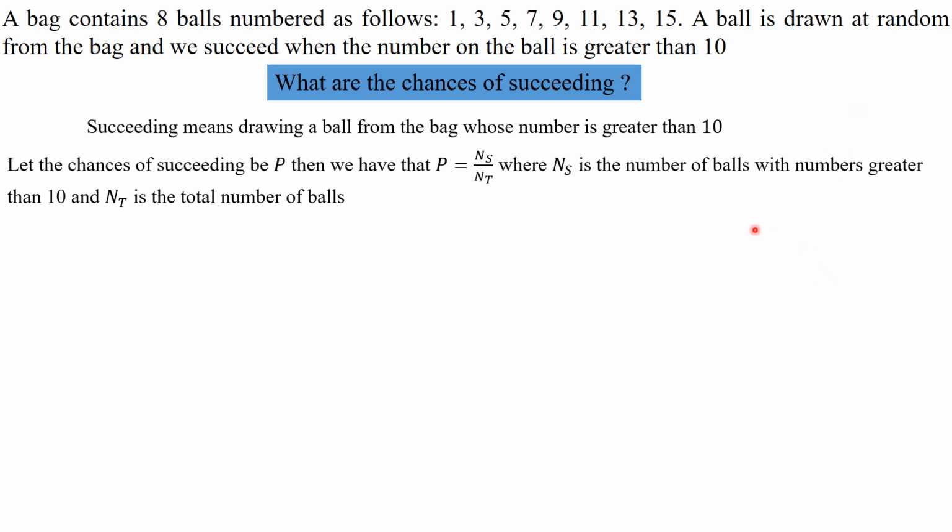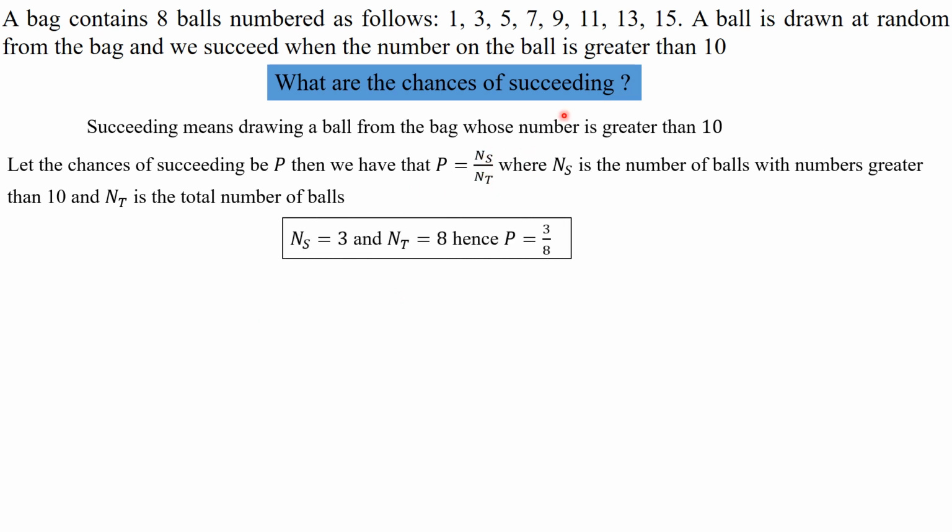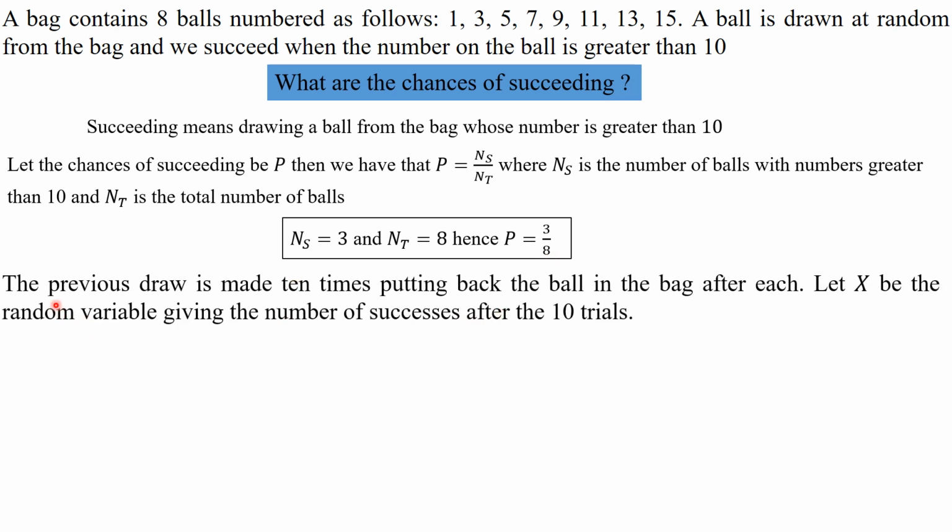So with that, we can replace the values of ns and nt. We need to look for the number of balls whose numbers are greater than 10. Clearly it is 11, 13, and 15. So we have 3 balls with numbers greater than 10. How many balls were there? There were 8. So our probability of succeeding is just 3 divided by 8. Alright, next description.